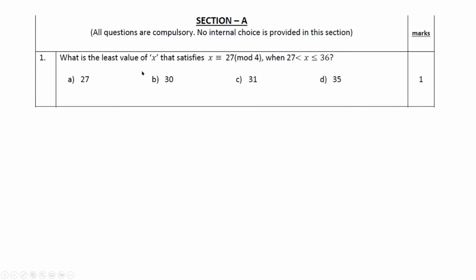What is the least value of x that satisfies x congruent to 27 mod 4 when 27 less than x less than or equal to 36? So we need to find the least value of x. This is very important. We have to find the least value of x that satisfies x congruent to 27 mod 4. Now x congruent to 27 mod 4 means that x minus 27 is divisible by 4. So x minus 27 is equal to 4k, where k is any integer.